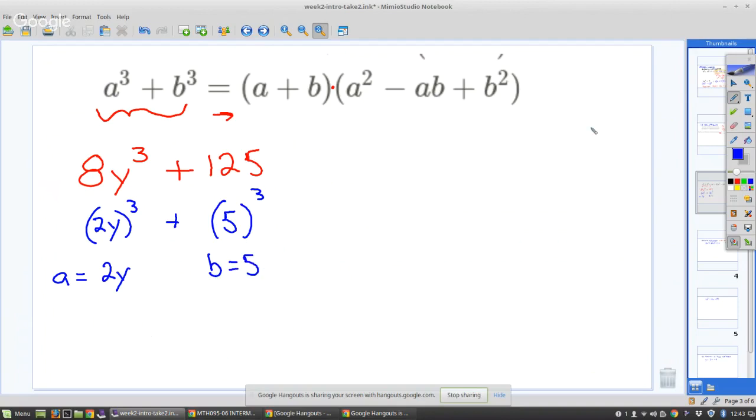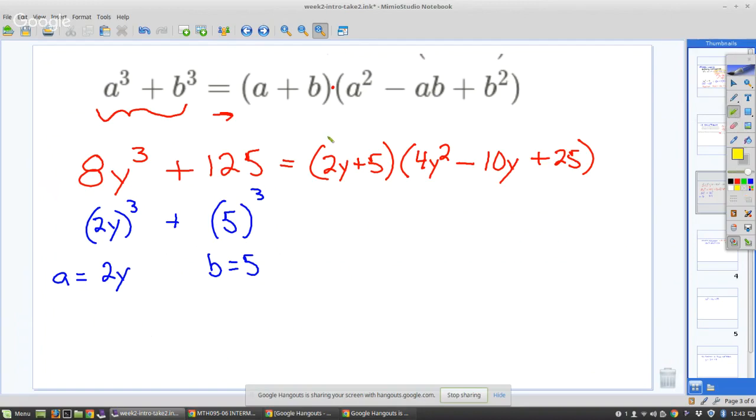So applying the formula, it says I should get a factor of a plus b, so that's just 2y plus 5. Then I need an a squared, so what's 2y times 2y? That'd be 4y squared. Then I got to get a minus in there right away. 2y times 5 would be 10y, right? A times b. And then finally b squared, 5 times 5 is 25.